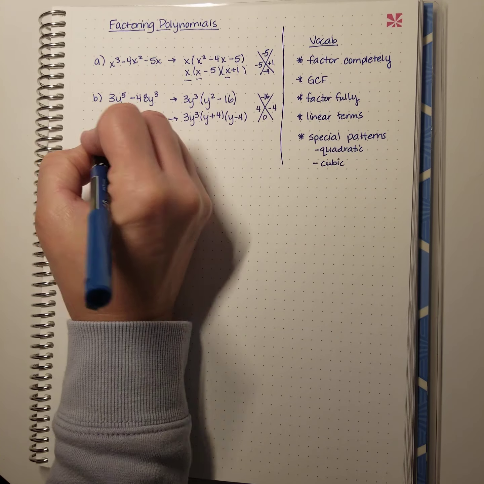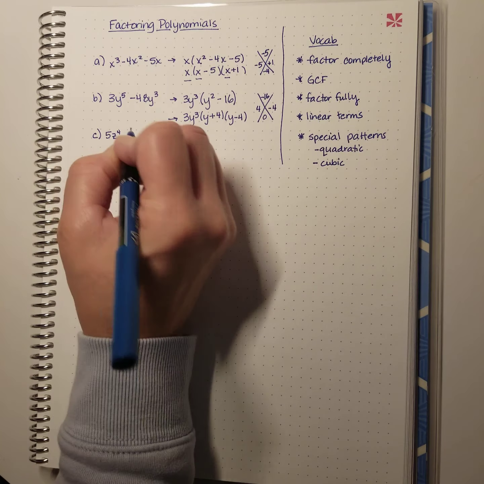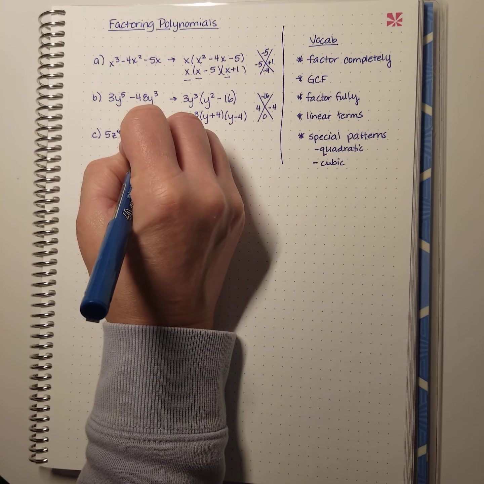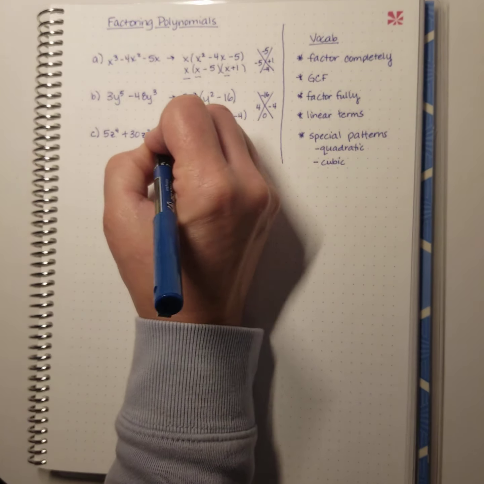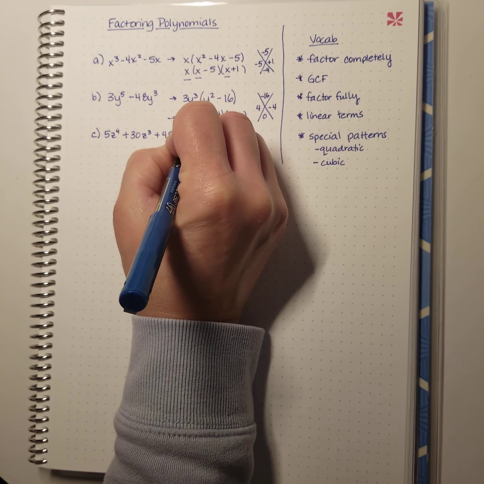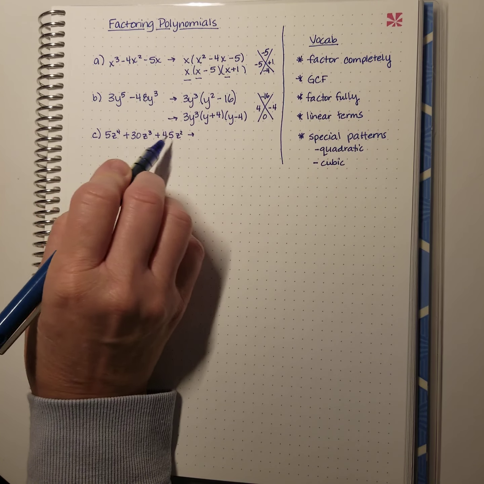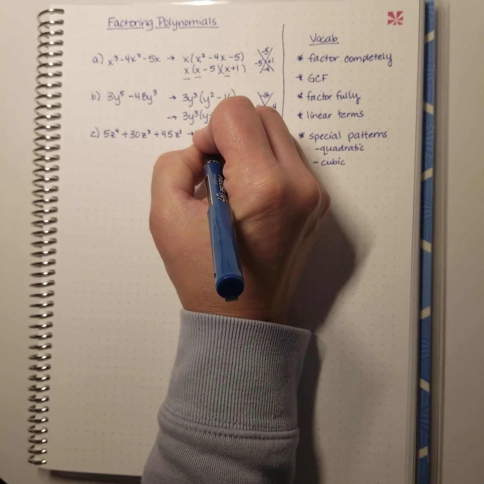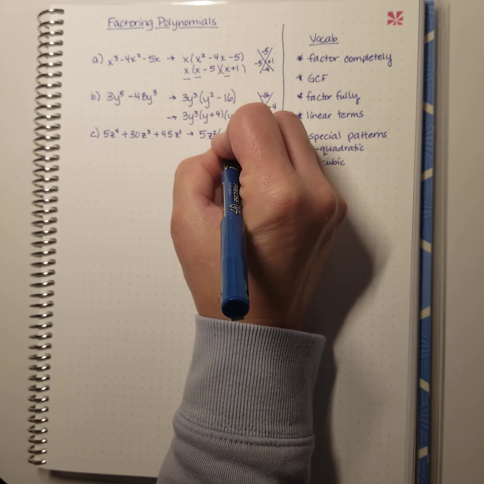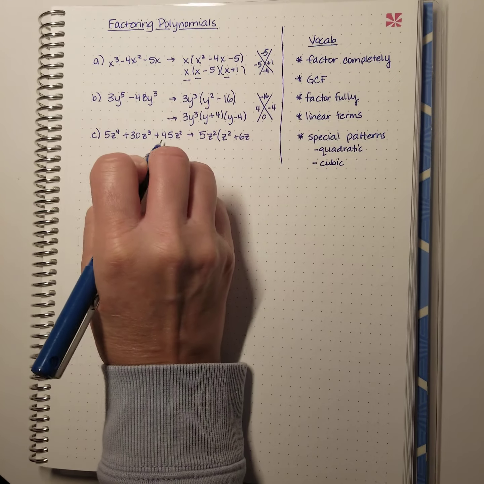All right, one more example. 5z to the 4th plus 30z cubed plus 45z squared. Okay, again, always looking for that GCF. It looks like we can pull out a 5 and a z squared. That's going to leave us z squared plus 6z plus 9.